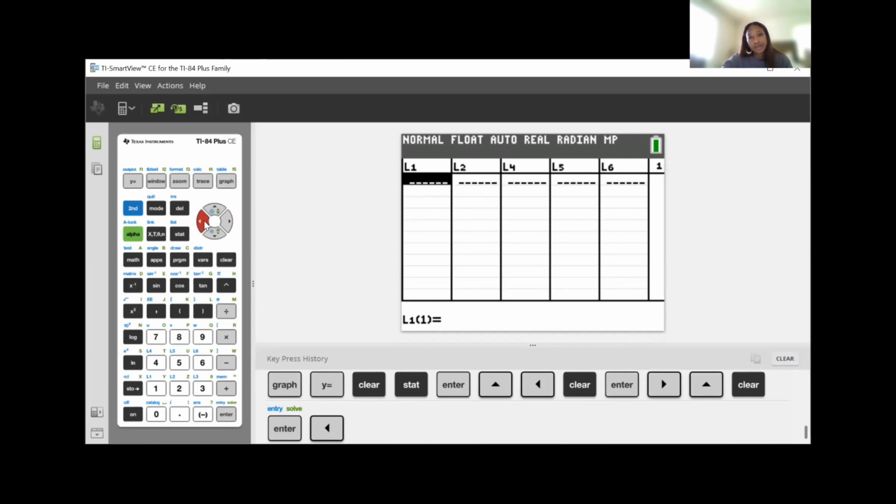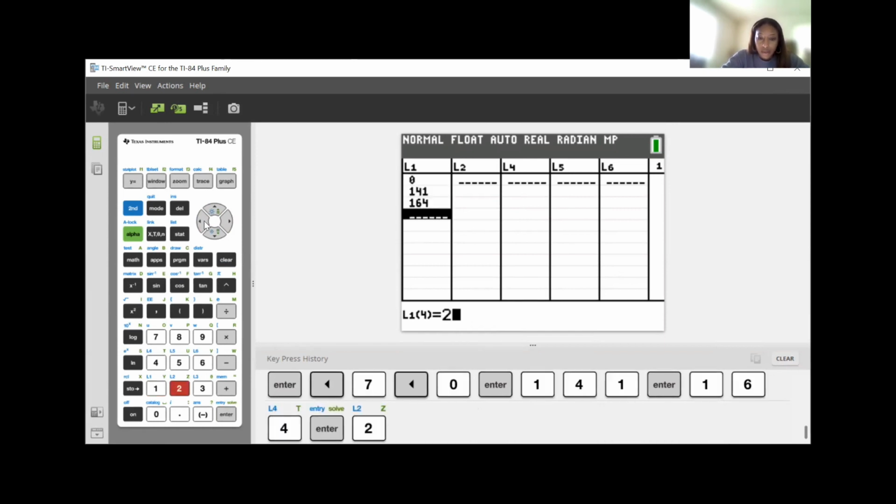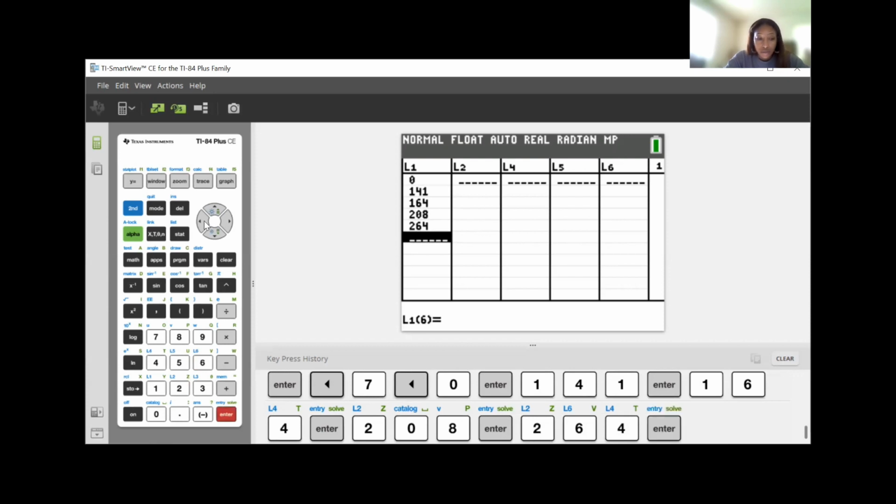If you do delete it, you can put it back, but try not to delete it. All right, so now for our L1s, let me go back to the book: 0, 141, 164, 208, 264, and 333.